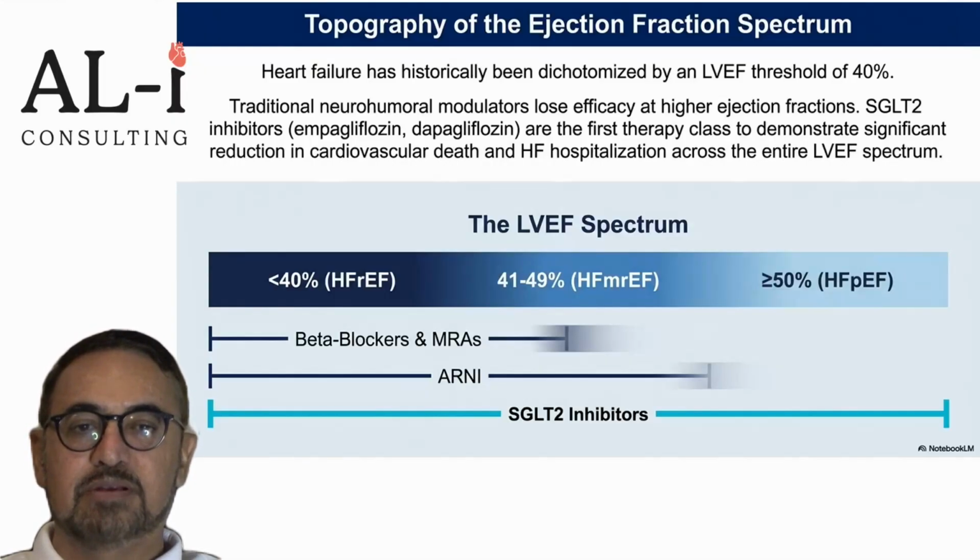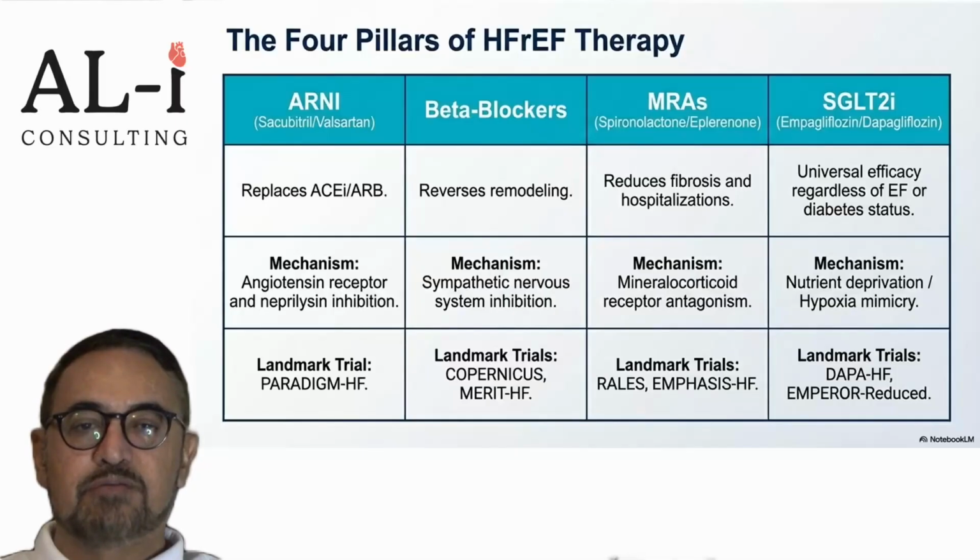SGLT2 inhibitors are different. They have shown benefit across the EF spectrum, which makes them a unifying therapy in modern heart failure care. That is why SGLT2 inhibition has become foundational, not just another adjunct. The four pillars of HFrEF therapy include ARNI, most commonly Entresto, which replaces ACE or ARB, and improves outcomes by combining angiotensin receptor blockade with neprilysin inhibition.